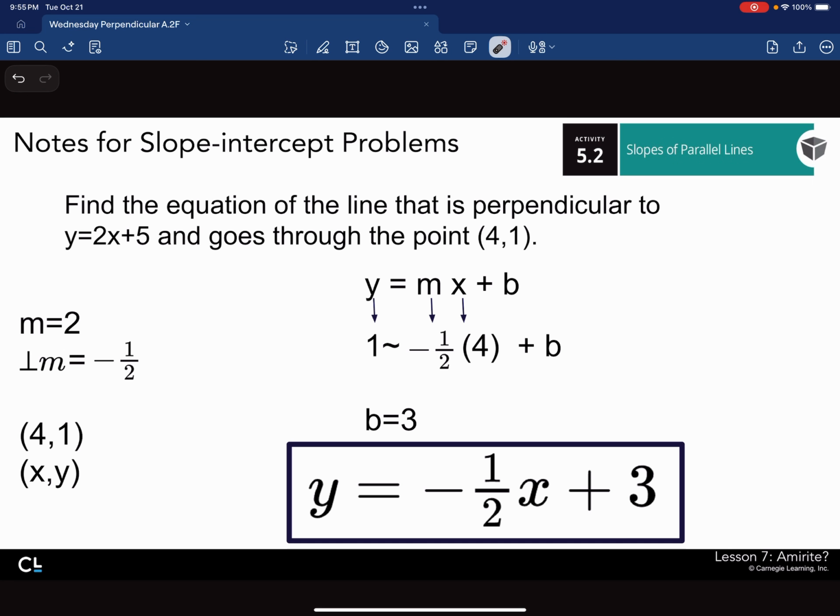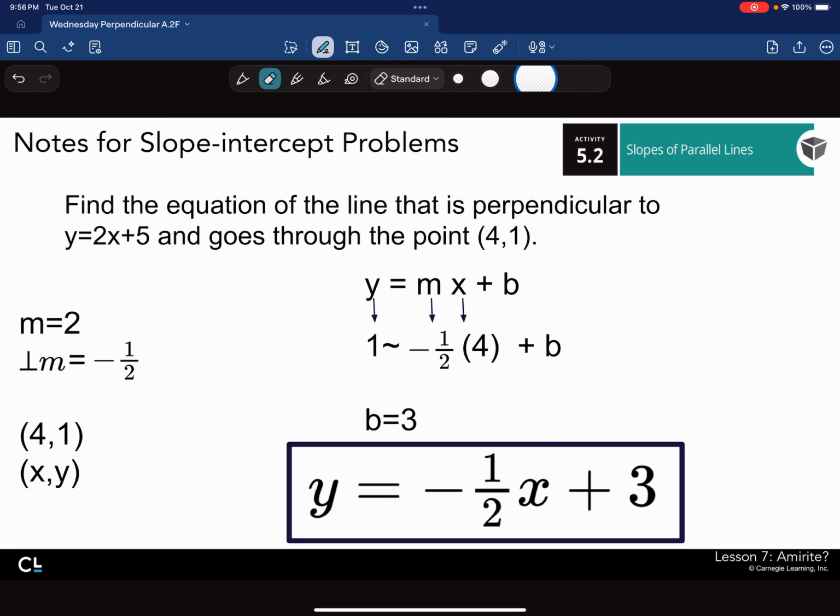It says find the equation of a line that is perpendicular to y equals 2x plus 5 and goes through the point 4, 1. Well, first, we know that perpendicular means opposite reciprocal. So we know our slope is not going to be the same. Next, you look at the equation and you find your slope. Well, my slope is 2. So what's the opposite reciprocal of 2? That's what we need for our perpendicular slope.